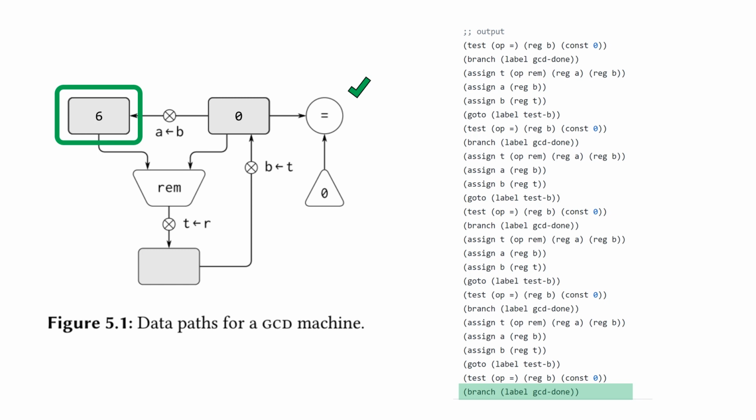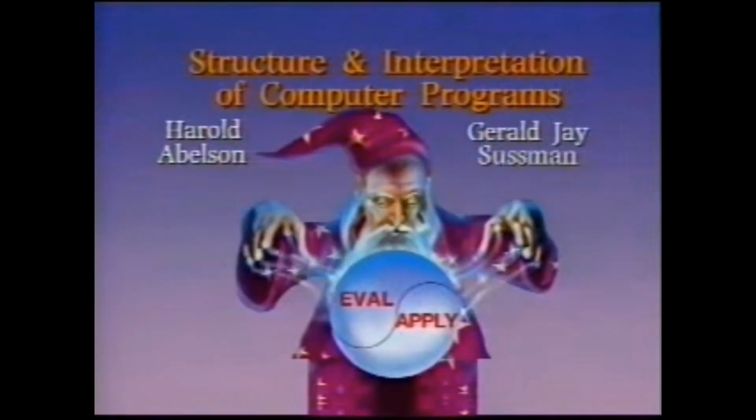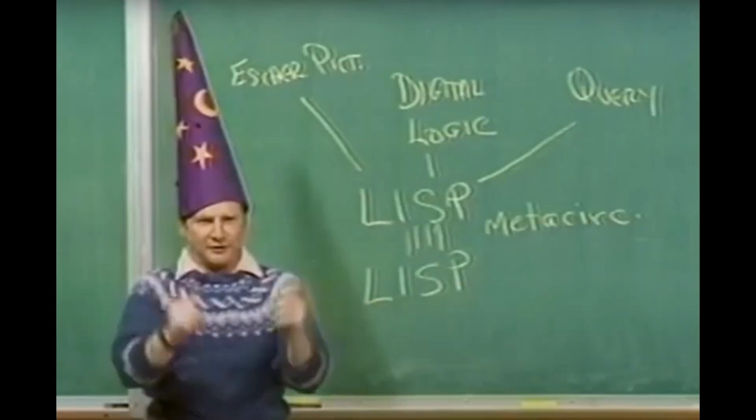And with that, we're just going to cover a couple of slides from the Structure and Interpretation of Computer Programs MIT lecture. Once again, I'm not sure what it is about Chapter 5, but these lectures are by far the best. This is Dr. Hal Abelson, starting off with this wizard hat. And he gives a high-level summary of all the different languages. There was the Escher picture language that we saw way back in Chapter 1, then the digital logic language, then the query language, and those were all built on top of Lisp.